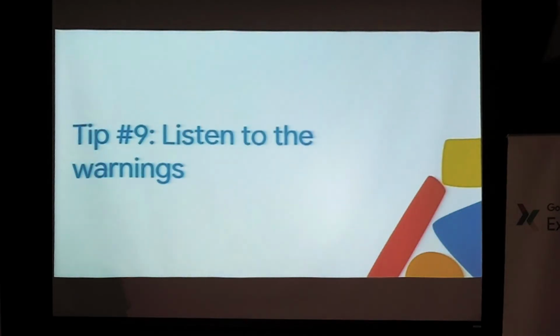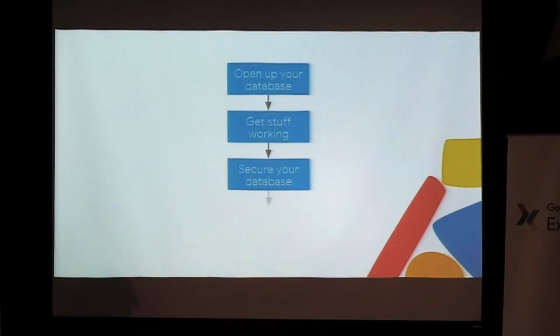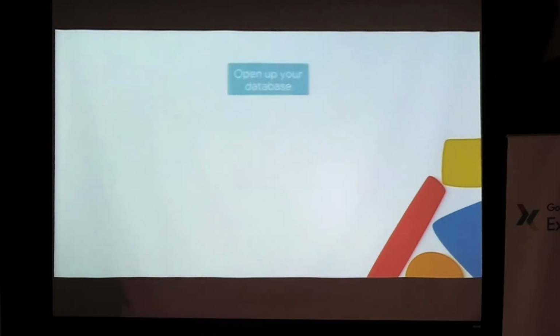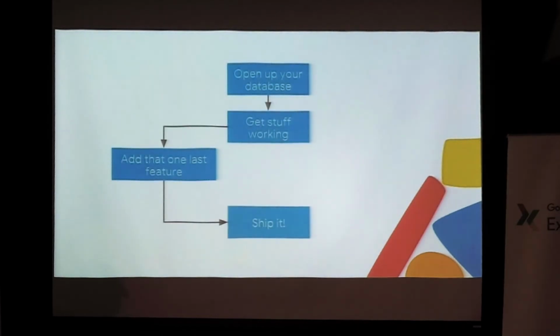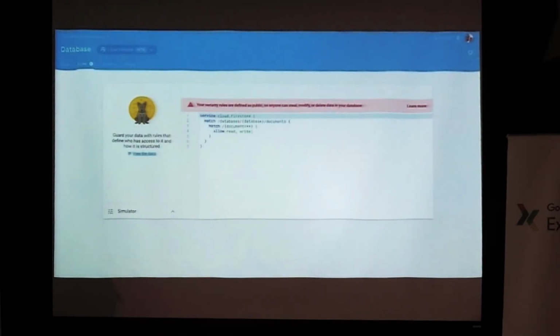Tip number 9, listen to warnings. It goes without saying that if you create a new database and you decide that you really don't have time to set up rules while you write your prototype, so you allow random access to everyone, you get some stuff done, and you know that one day before shipping, you'll eventually secure the database. However, it's boring, and you have to work fast, and you have to ship it, and then suddenly you remember you didn't secure it. So this kind of sucks.